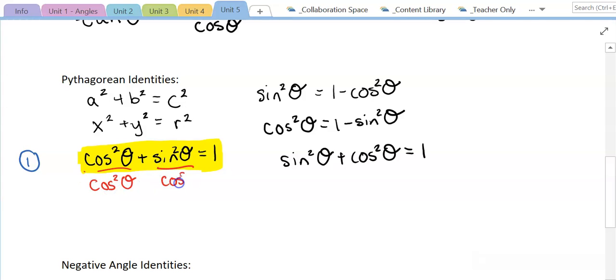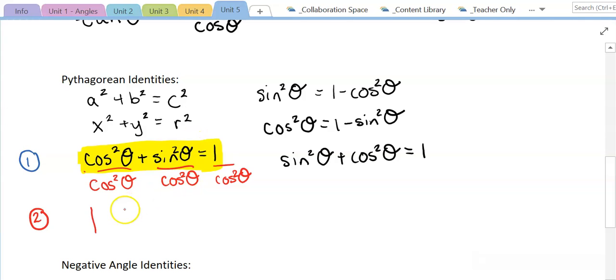Divide this by cosine squared. We're going to end up with our second Pythagorean identity. Cosine squared divided by cosine squared, what does that simplify to? Perfect. That simplifies down just to 1.